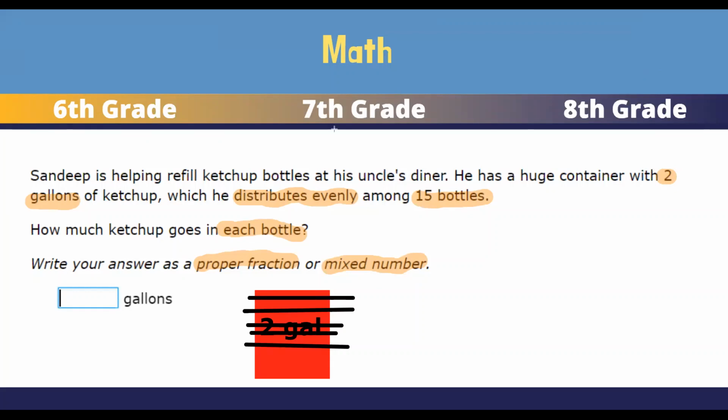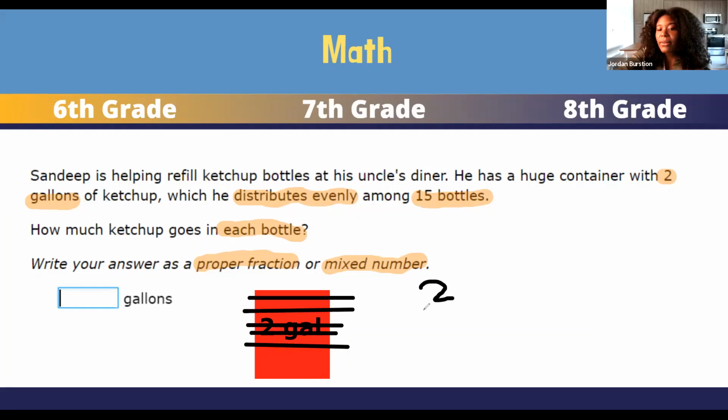Supposedly one out of one is 1 whole and 1/15. Okay, so it's actually 2/15. It would be 1/15 if they told us that the container just had 1 gallon of ketchup. You would divide that gallon into 15 parts, but we have to double it because it's 2 gallons of ketchup in that container. So it's 2 gallons divided by 15 bottles.